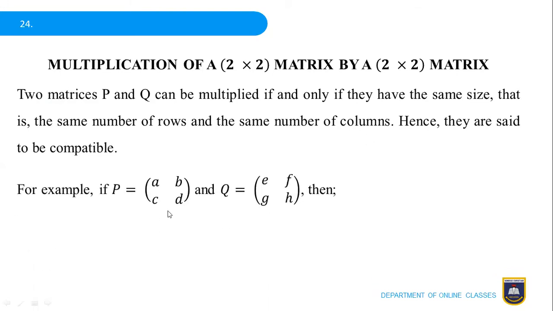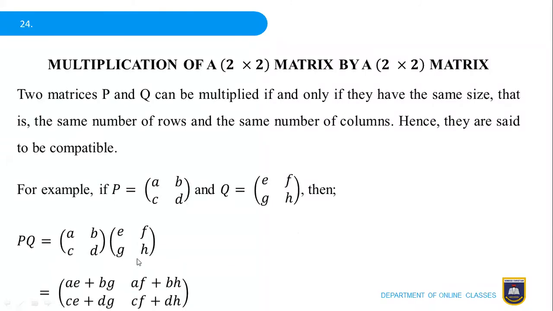For example, if P equals A, B, C, D and Q equals E, F, G, H, then we can have PQ. PQ means the matrix P times the matrix Q. So the matrix P is given as A, B, C, D, multiplying the matrix Q, which is E, F, G, H. Now, this is how we do the multiplication.